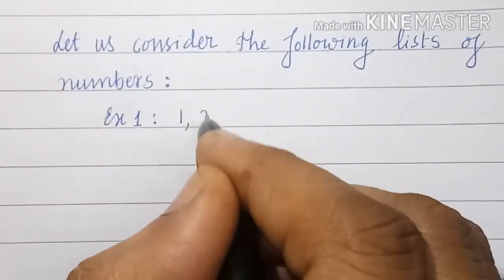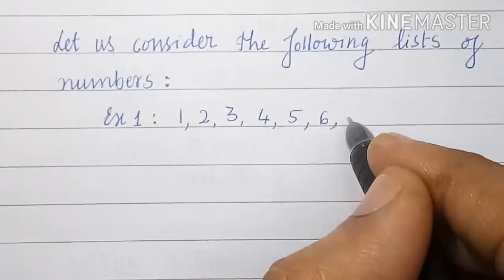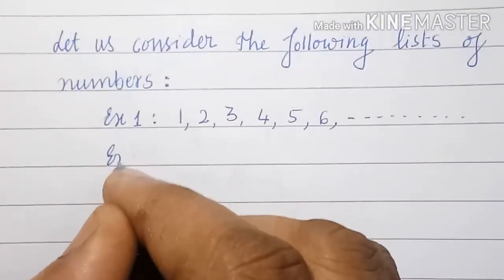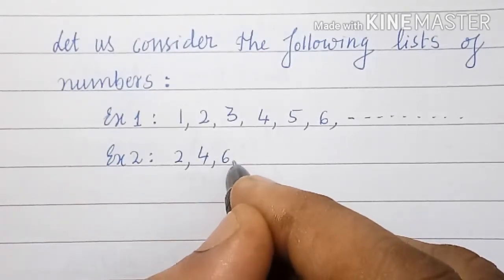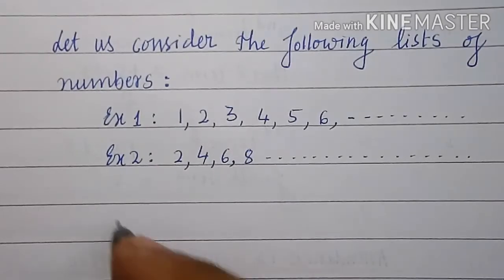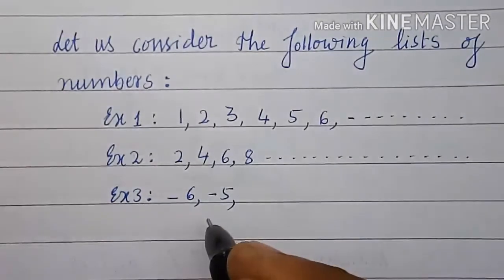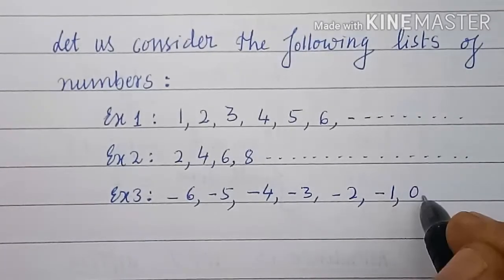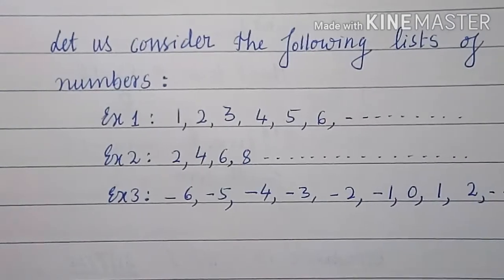Example 1. 1, 2, 3, 4, 5, 6. Example 2. 2, 4, 6, 8, and so on. Example 3. -6, -5, -4, -3, -2, -1, 0, 1, 2, and so on.